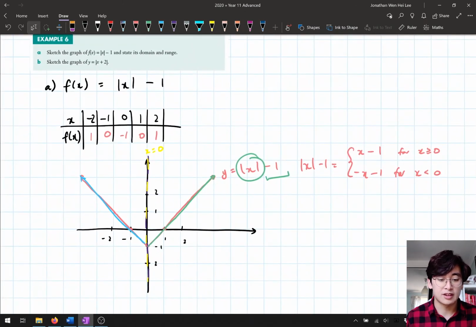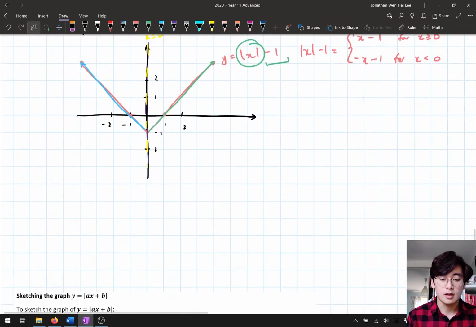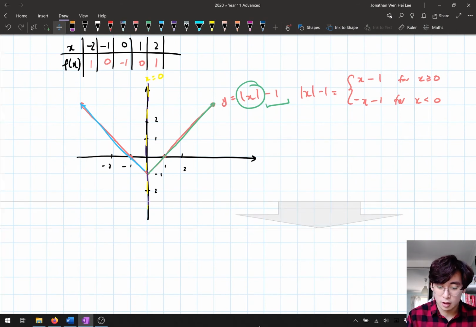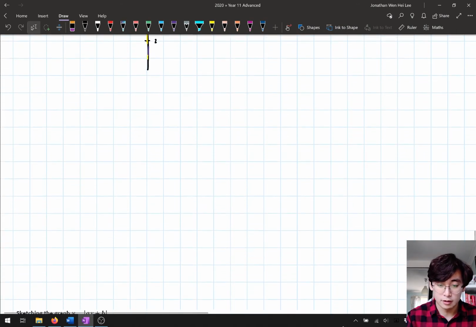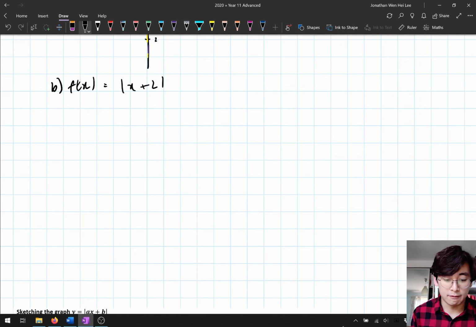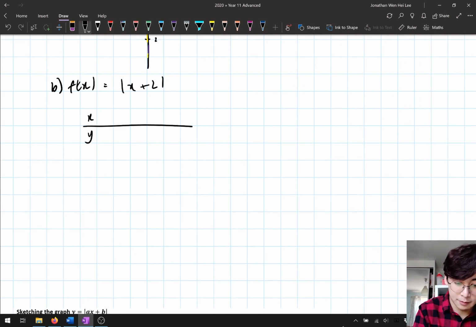Okay, part B, we want to sketch the graph of absolute value of x plus 2. Now, this is very similar to that first example, so I'm not going to spend too much time looking into it, but we will have a look at it. So here, part B is f of x is equal to absolute value of x plus 2. You can do a table of values for this again. x, y. I'm going to actually start a little bit before -2, because you'll notice something. -4, -3, -2, -1, 0, 1.